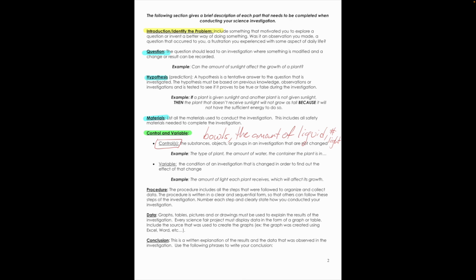What was my variable? The thing that changed. Well, for me, the things that were changing was the kind of liquid, right? I had water was one variable. Kool-Aid was another variable. And soda. Those things are variables because I'm testing them. They're different. Alrighty, easy peasy.